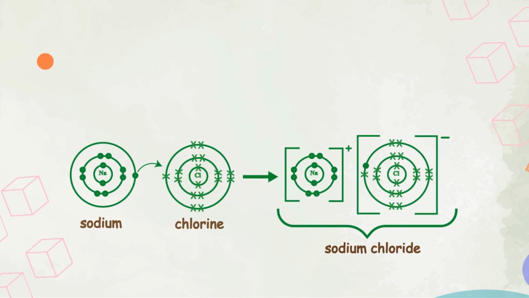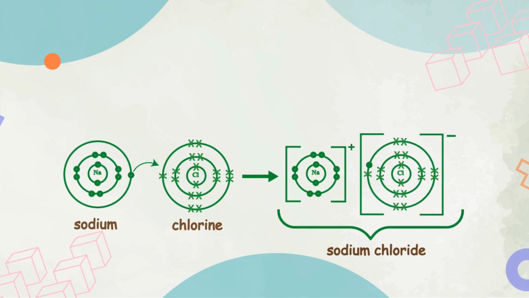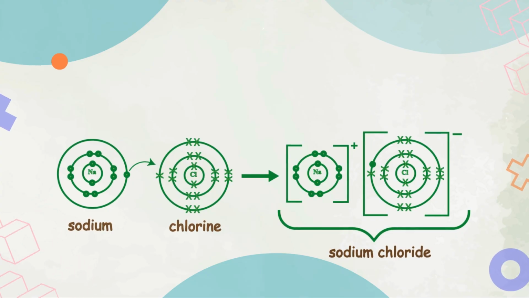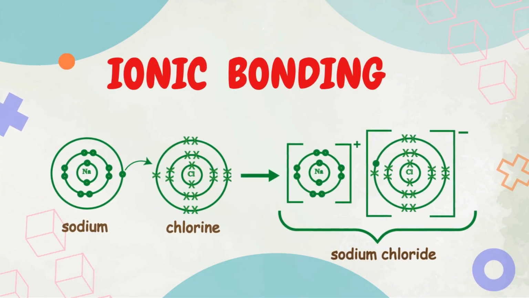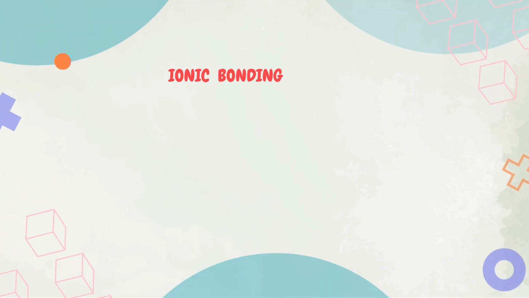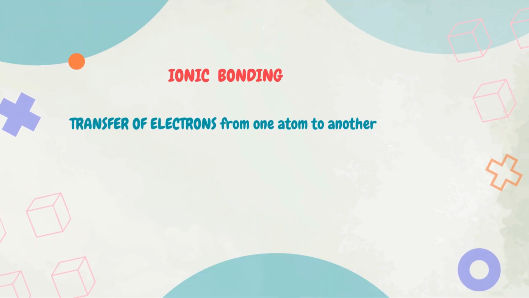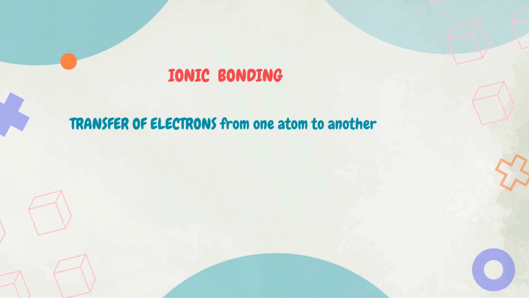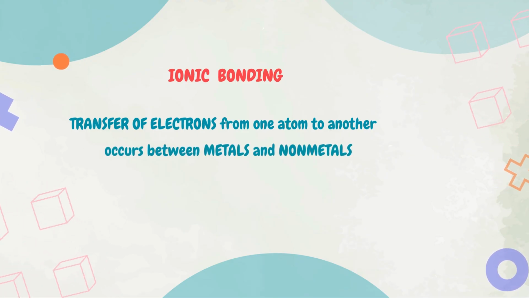What if I told you that the salt on your fries and the battery in your phone have something in common? It all comes down to one thing: ionic bonding. Ionic bonding is a type of bonding that involves the transfer of electrons from one atom to another. This type of bonding occurs between metals and nonmetals.